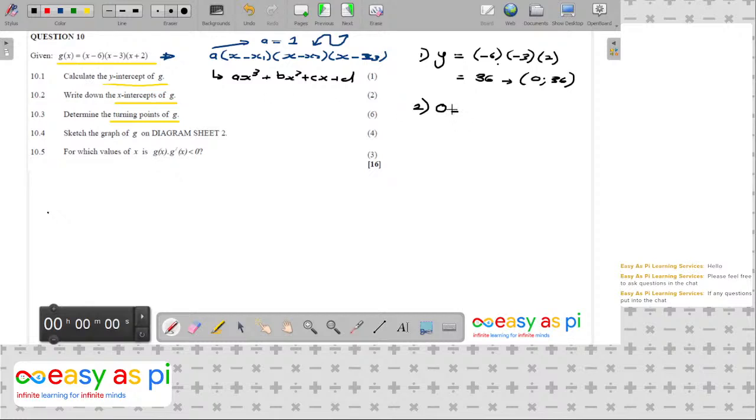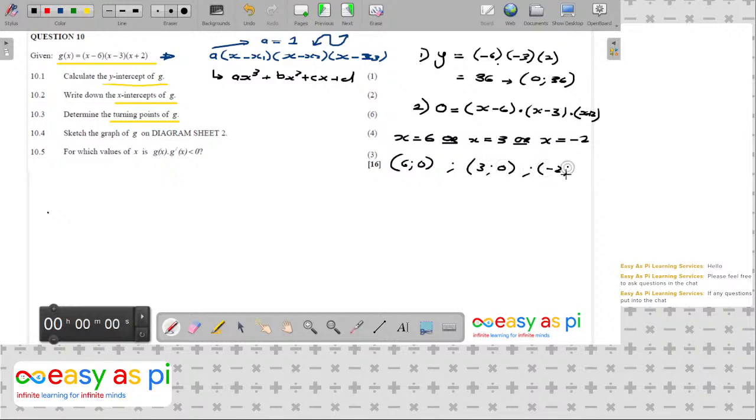So in this case, I can say 0 is equal to x minus 6 multiplied by x minus 3 multiplied by x plus 2. Now in this case, this becomes very easy because then I get x is equal to 6, or x is equal to 3, or x is equal to negative 2. These give me all of the roots, or the x-intercepts. Now remember, if you had to write it in ordered pair form, it becomes (6; 0), (3; 0), and (-2; 0).